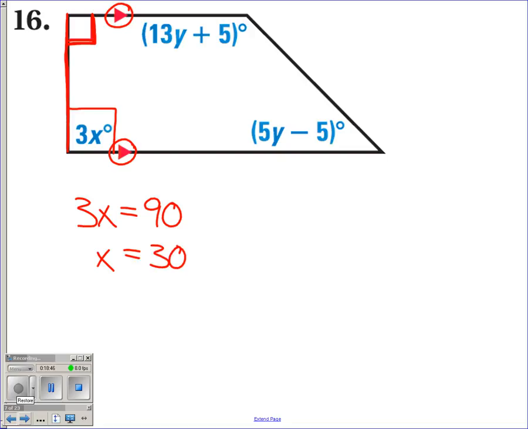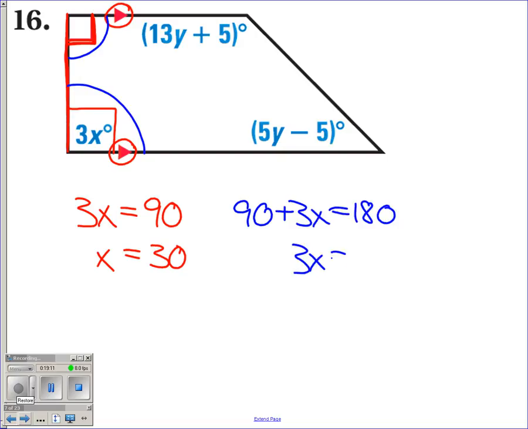Now, if you wanted, you could say that this angle here and this angle here are same side interior angles. Same side interior angles, when they're between parallel lines, are supplementary. So you would say 90 plus 3x is equal to 180. And as soon as you subtract 90 from both sides, you have 3x equals 90, which is what we had for our first way of solving it.